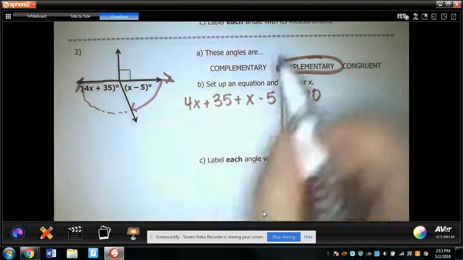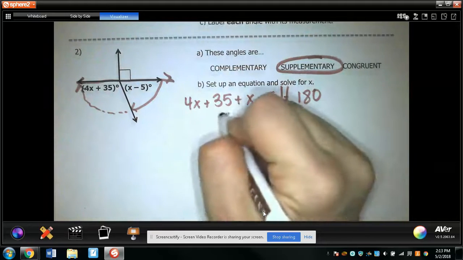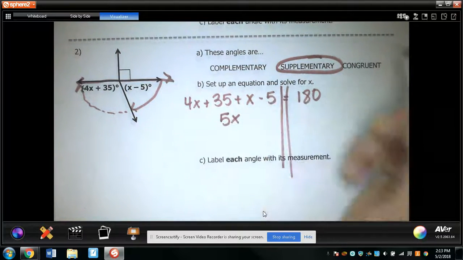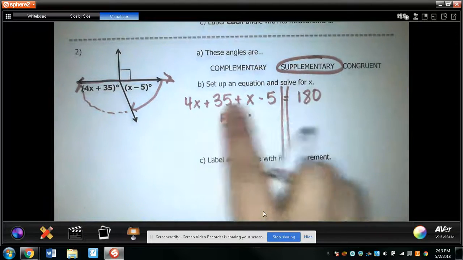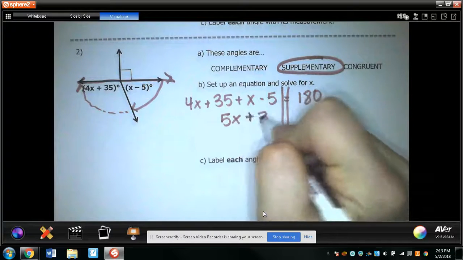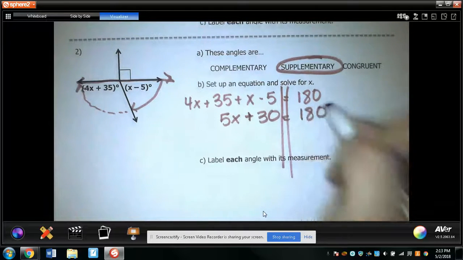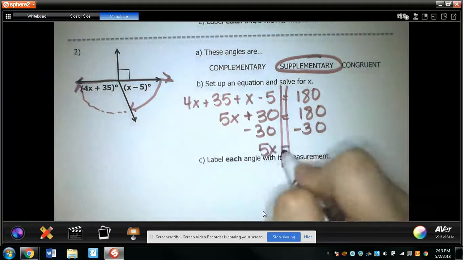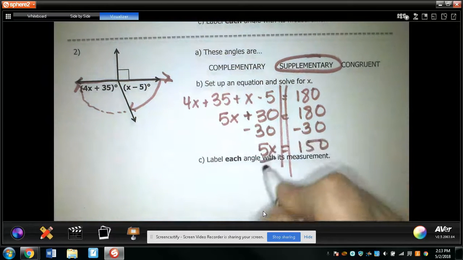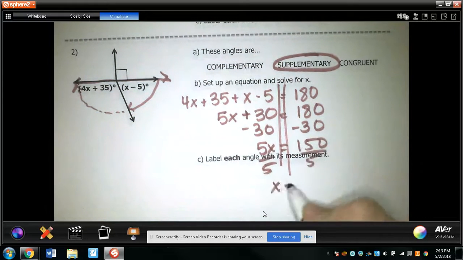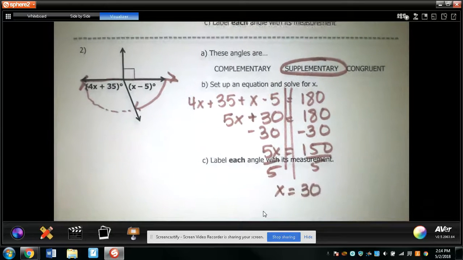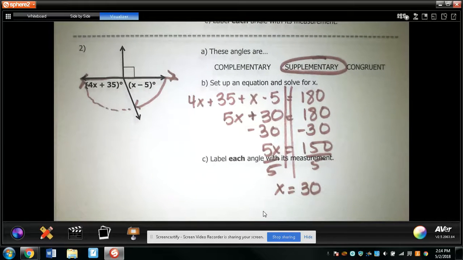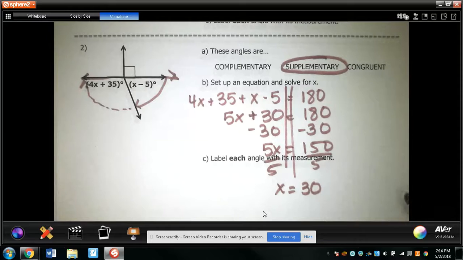So let's see. 4x plus x is 5x. Positive 35 minus 5 is positive 30. So that equals 180. Subtract 30 from both sides. 5x equals 150. Divide by 5 on both sides. x equals 30. So I solved for x. x is 30. Now it says label each angle with its angle measurement.